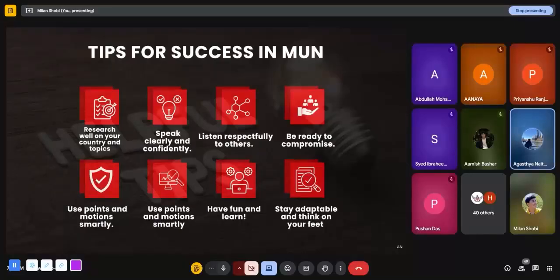Then, speak clearly and confidently. Public speaking is the main aspect of an MUN. Whether you are giving a speech or raising a point, your voice needs to be clear, steady, and confident. Confidence not only makes you more authoritative but also helps you gain the attention of the room.